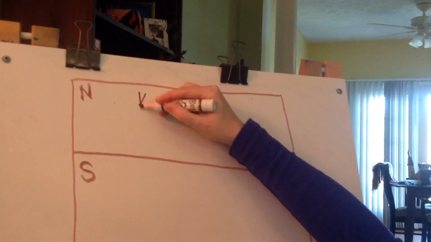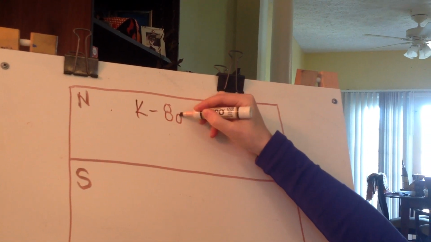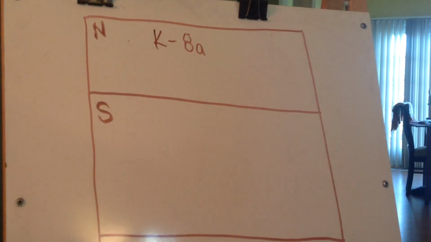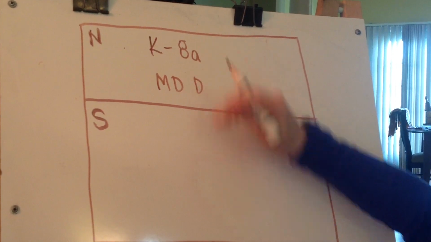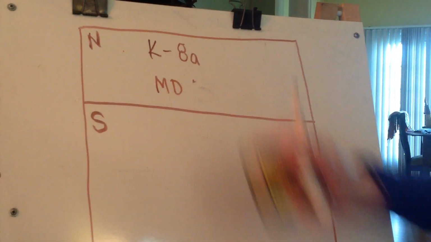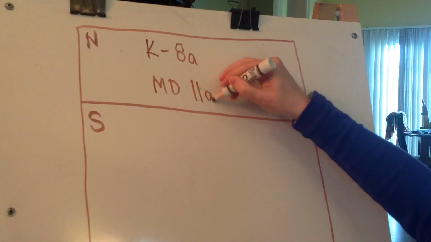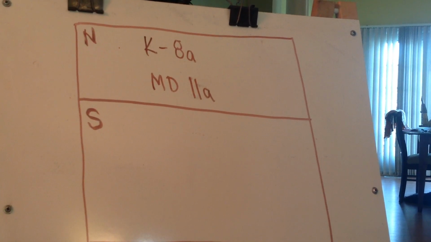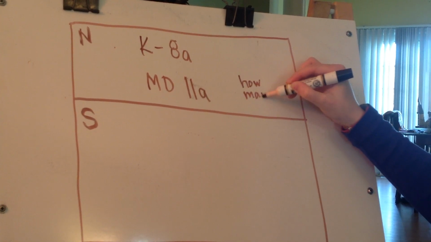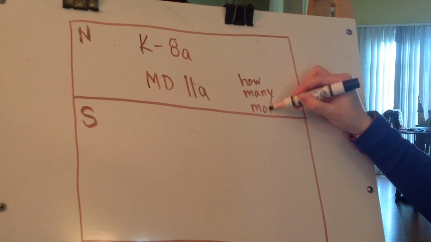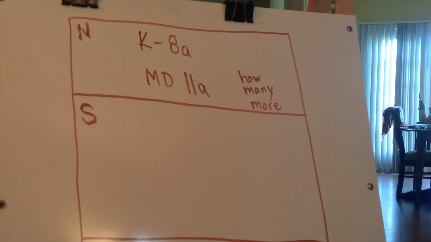So I'm going to read it again while we take some notes. So Miss Drass went apple picking with Kaylin. And Kaylin, I'm just going to give her a K. She picked 8 apples. And Miss Drass picked 11 apples. Oops. We do not need a D. We need an 11. And then I asked how many more does Miss Drass have than Kaylin?